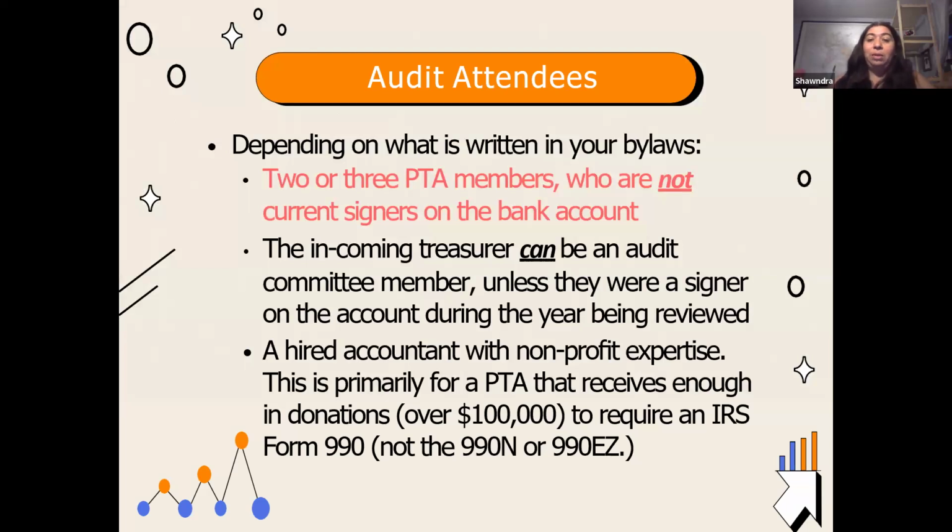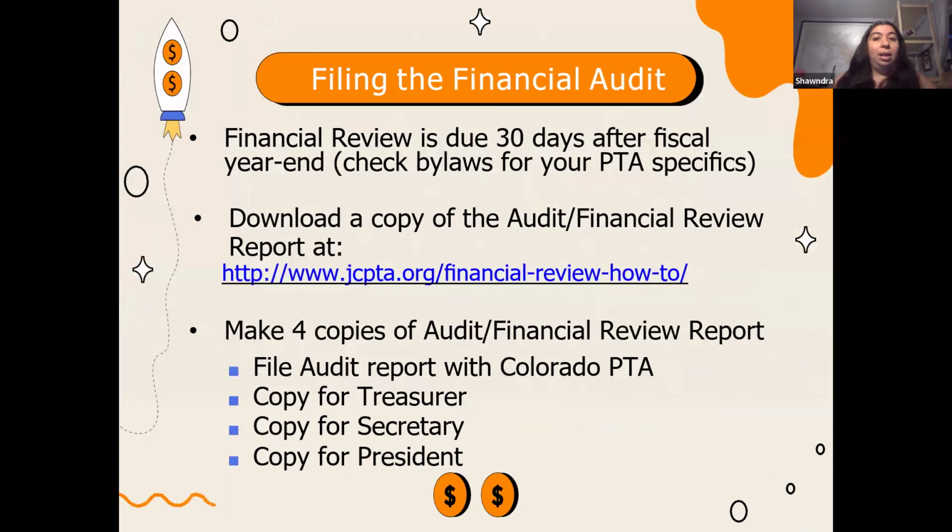Hired accountant with nonprofit expertise. If you're a school that brings in a lot of donations, this might be a benefit to you. This is primarily, again, for PTAs that receive enough donations, over $100,000, to require an IRS Form 990. So if you're doing a 990N or a 990EZ, probably not necessary for you to bring in an accountant. Financial review is due 30 days after the fiscal year ends. Again, check your bylaws for what your PTA specifies.